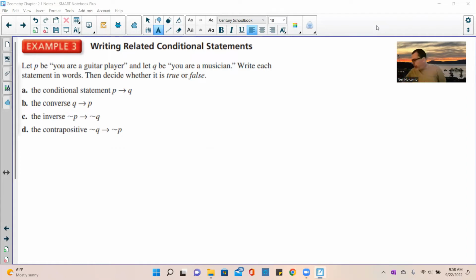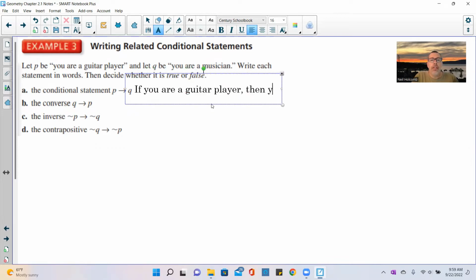Okay, let P be you are a guitar player. Let Q be you are a musician. Write each statement in words, then decide whether it is true or false. A, the conditional statement P, then Q. Okay, so I guess I'll just type this. It's easier because my handwriting is not the best. All right, so they want a conditional statement P, then Q. So you would say, if you are a guitar player, then you are a musician.